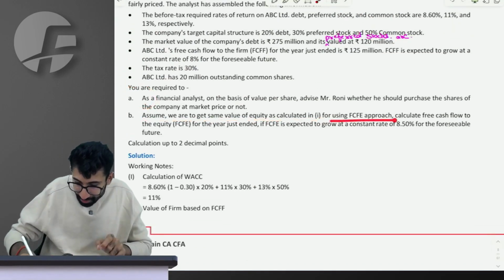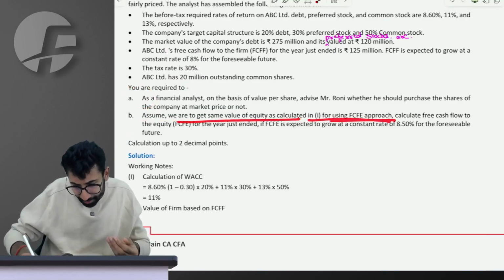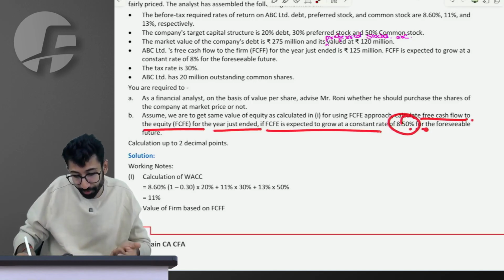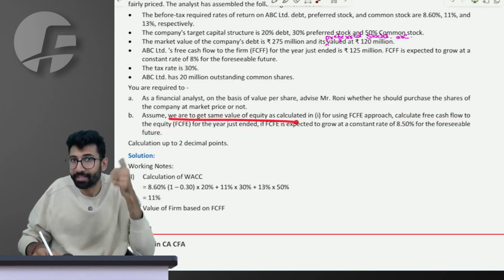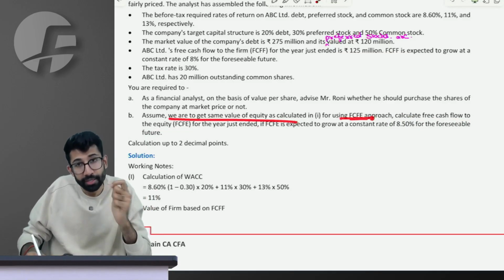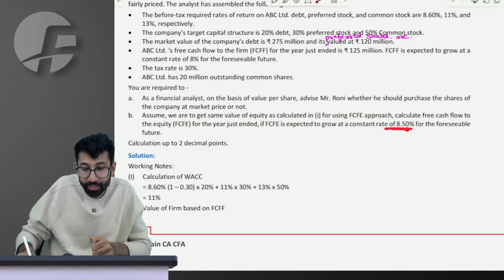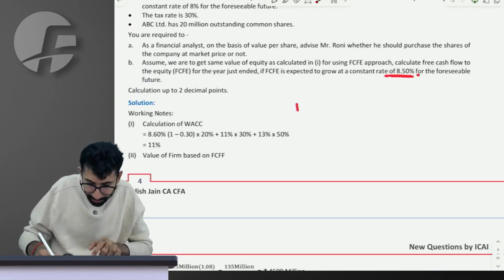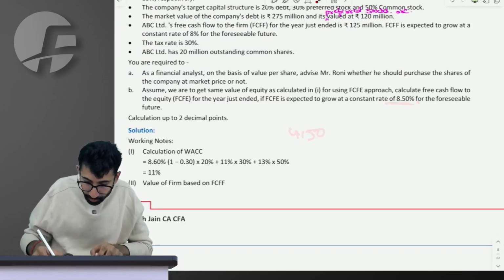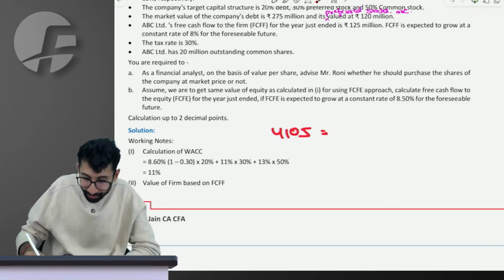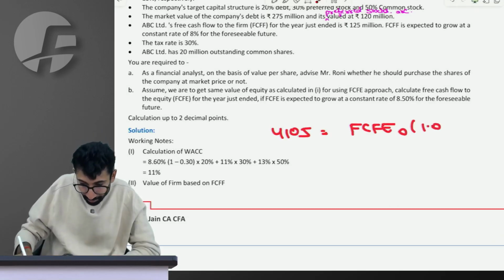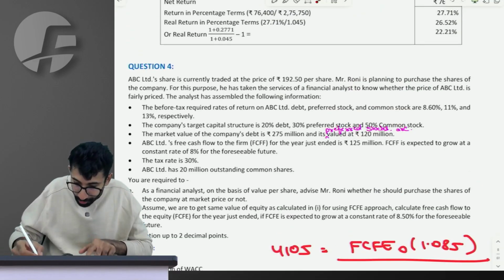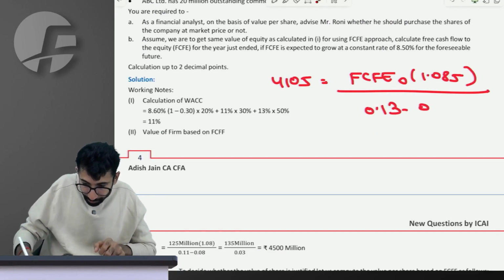Fine. Using FCFE, assume that we get the same value of equity as calculated in part 1 using the FCFE approach. Calculate the free cash flow to equity for the year just ended if FCFE is expected to grow at 8.5%. In that case, what would my FCFE be, assuming it grows at 8.5%? Either you take totality or you take per unit, both are fine. Suppose 4105 is the value of the equity I get. That is equal to some FCFE 0 that I don't know, multiplied by 1.085, divided by the cost of equity. Please remember this time I have to take cost of equity, not the cost of debt. So 0.13 minus 0.085.